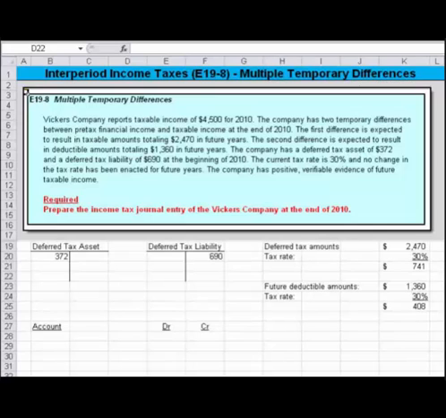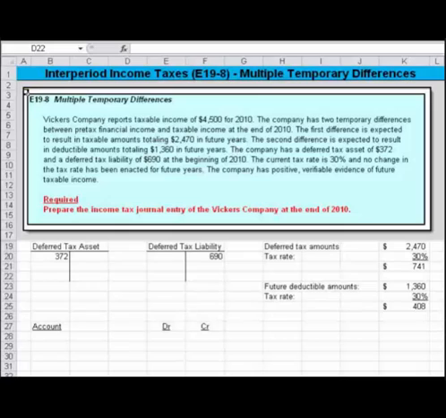Okay, let's take a look at this interperiod income tax problem. It's exercise 19-8, and it deals with multiple temporary differences. Vickers Company reports taxable income of $4,500 for 2010. The company has two temporary differences between pre-tax financial income and taxable income at the end of 2010.